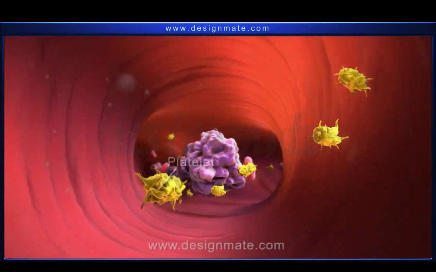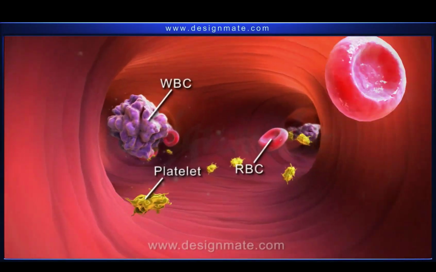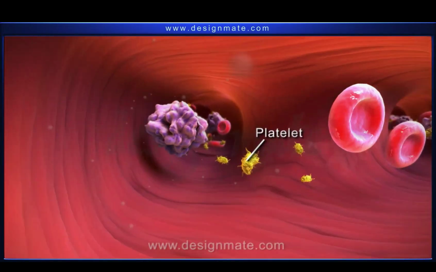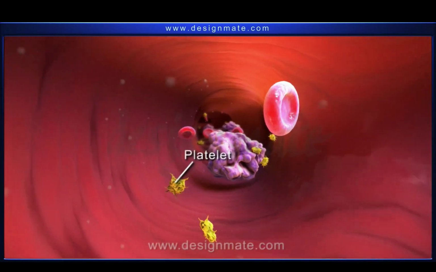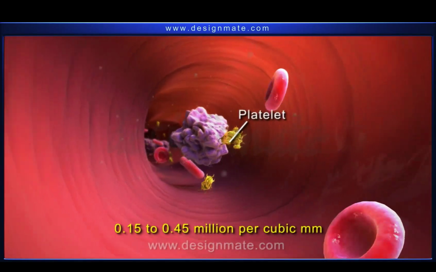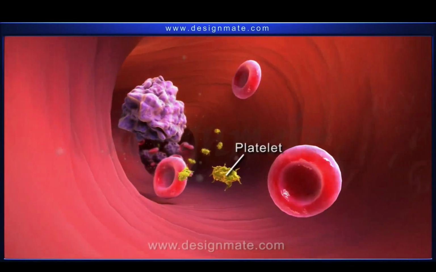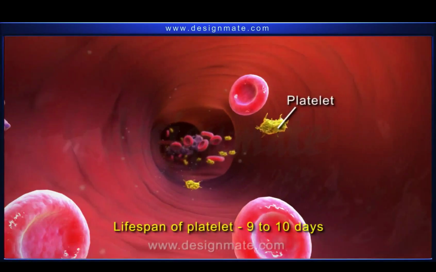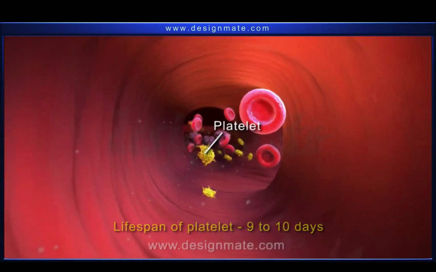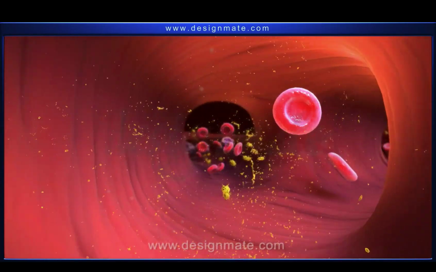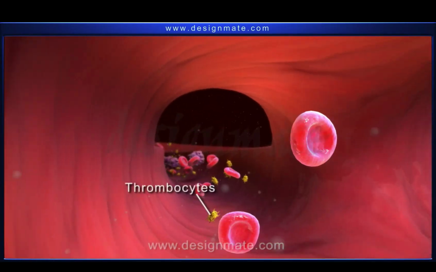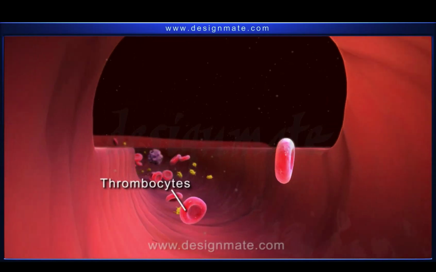The third type of blood cells is the platelets, which are the smallest of the three. Their number varies between 0.15 to 0.45 million per cubic millimeter. These platelets have an average lifespan of 9 to 10 days, and then they disintegrate. Platelets are also known as thrombocytes.